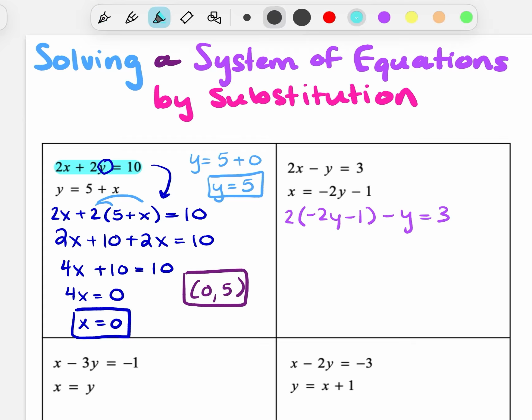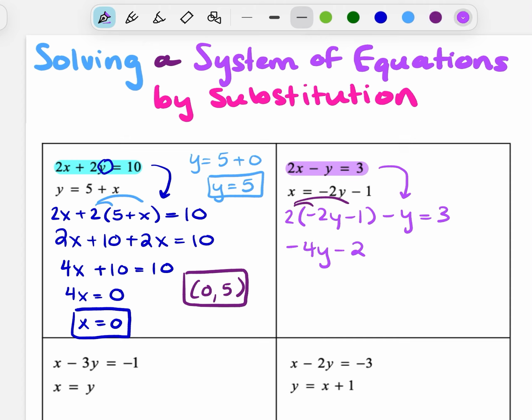All I'm doing is rewriting the top equation, making it look a little bit different so that we only have one variable. I'm going to distribute my 2. So negative 4y minus 2 minus y equals 3. Combine my like terms, negative 5y minus 2 is equal to 3. If I add 2 to both sides, I have negative 5y is equal to 5. Divide by negative 5 to isolate y, and I get y is equal to negative 1.